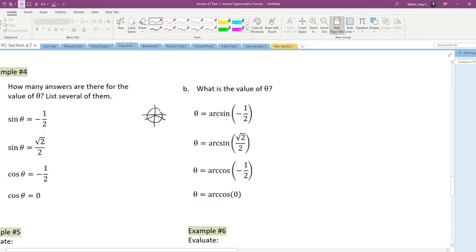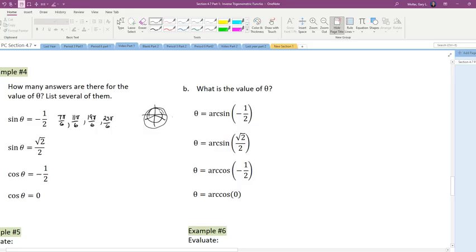So let's list some answers. That would be 7 pi over 6. It could be 11 pi over 6. We could frankly wrap around again. So we would go to, let's see, 19 pi over 6 and 23 pi over 6. We could do this all day.